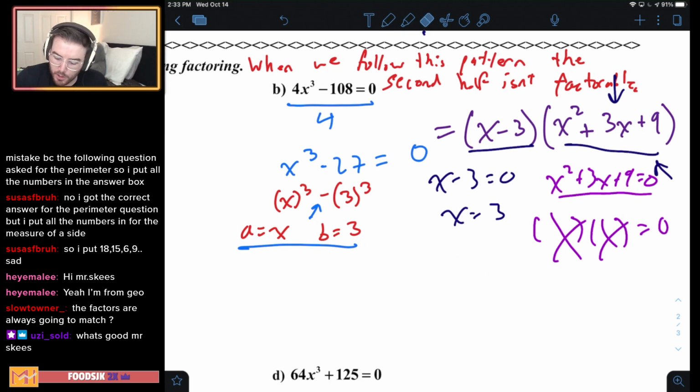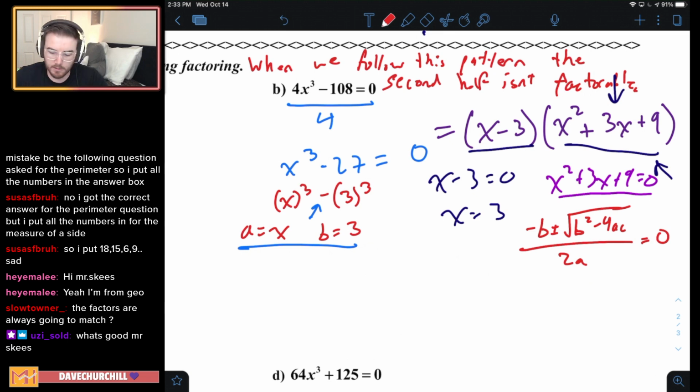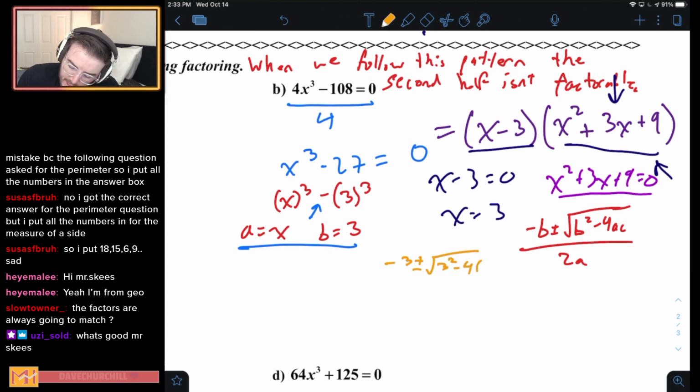All right? So use the quadratic formula. Let's remind ourselves what the quadratic formula is. Negative b plus or minus the square root of b squared minus 4ac all over 2a, equals not 0, but equals our solutions. So let's plug that in. Negative 3 plus or minus the square root of 3 squared minus 4 times a times c all over 2a.